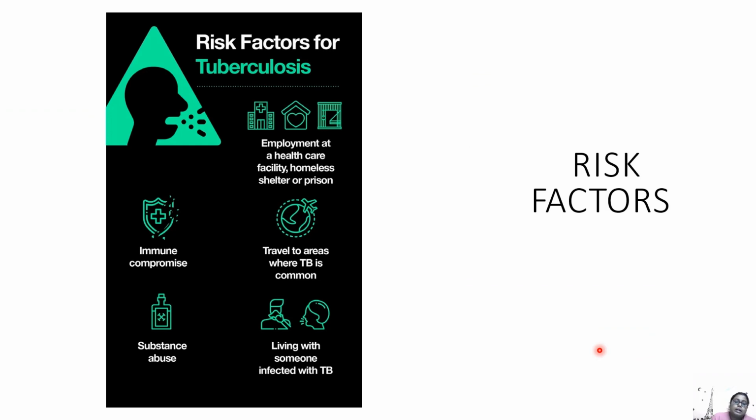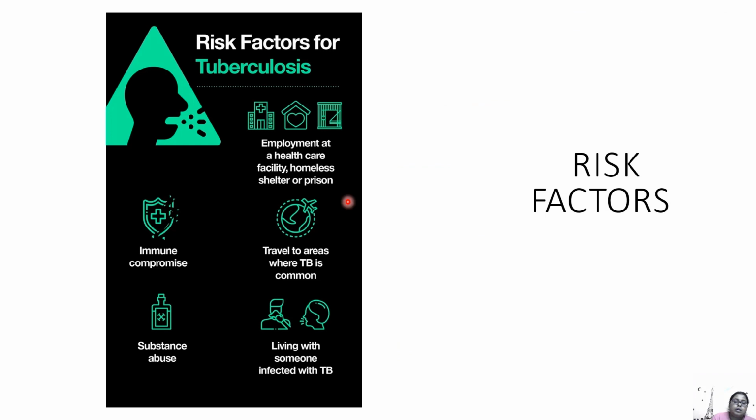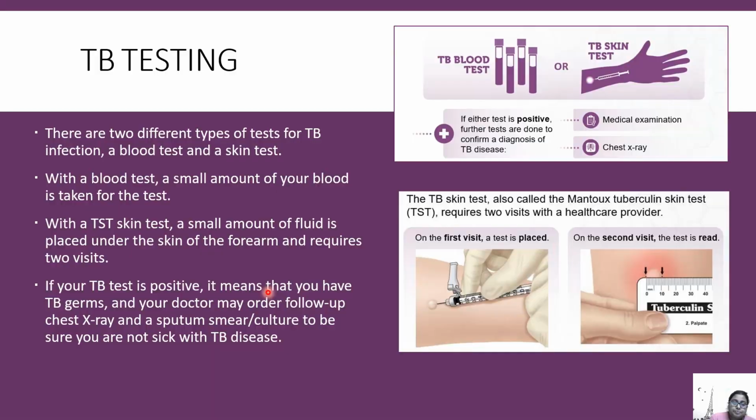Okay, so what are the risk factors for tuberculosis? Travel to areas where TB is common should be avoided. There will be immune compromise. Living with someone infected with TB is harmful. So what are the TB testing processes? There can be TB blood tests or TB skin tests. If either of these tests is positive, further tests are done to confirm a diagnosis of TB disease, like a medical examination or chest X-ray.